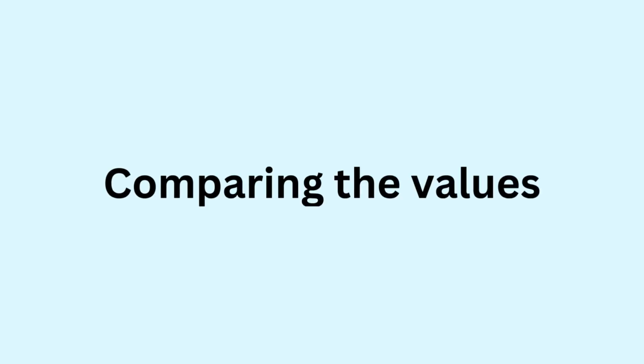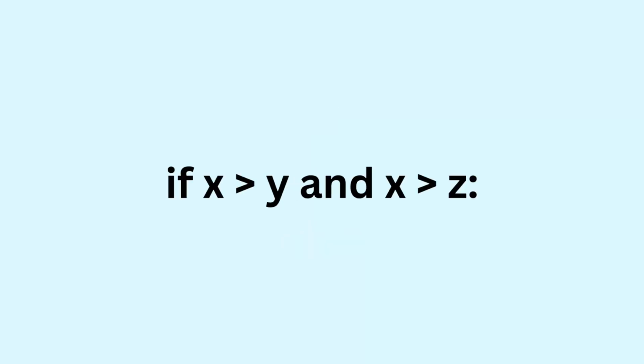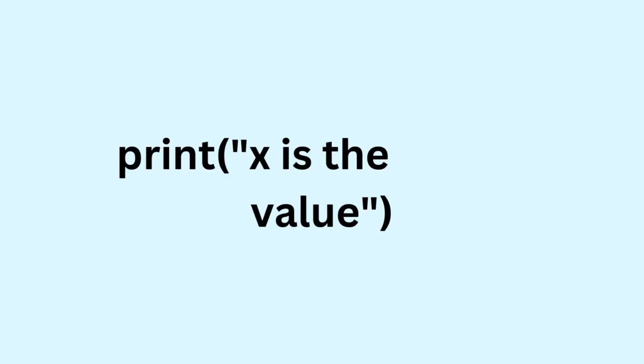Comparison using conditional statements. The program uses a series of if, elif, and else statements to compare the values stored in x, y, and z. The first condition, "if x > y and x > z", checks if x is greater than both y and z. If this condition is true, it means that x is the largest of the three variables. The program then prints "x is the largest value" and concludes the comparisons.